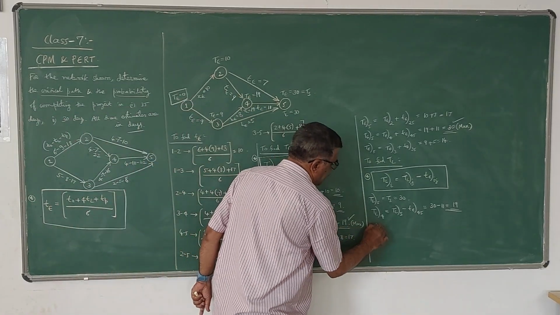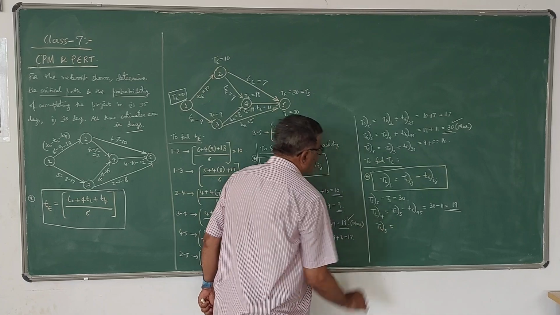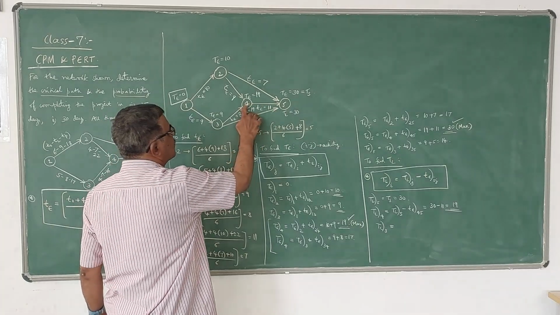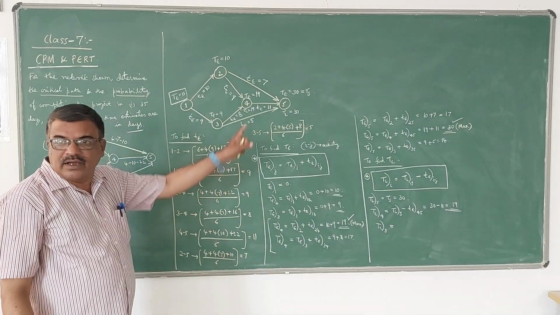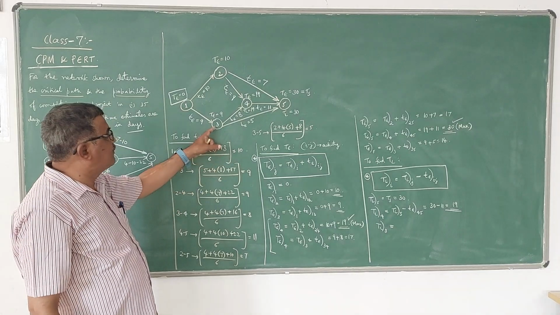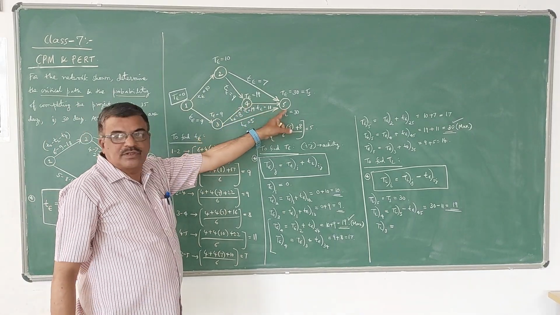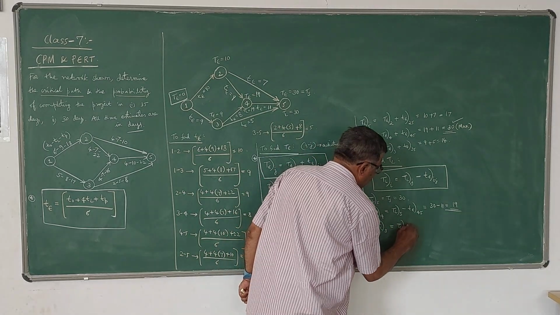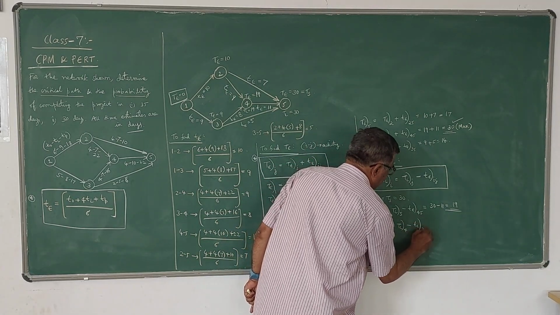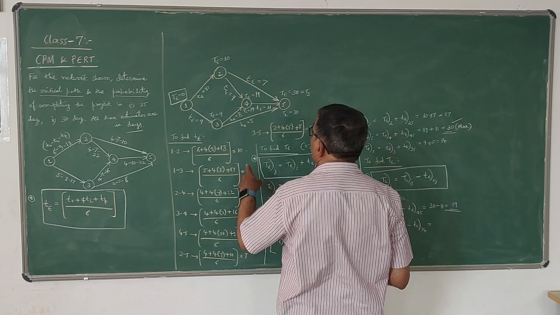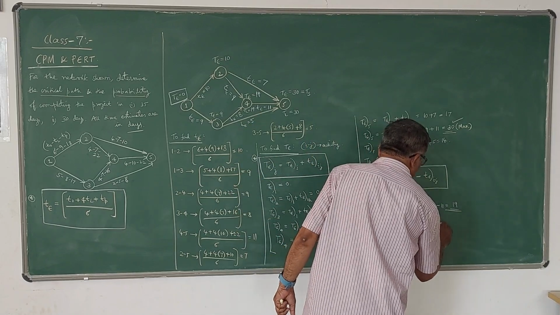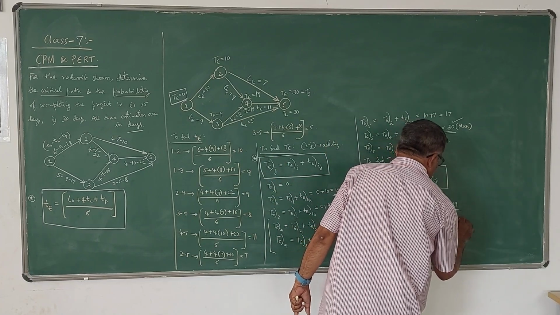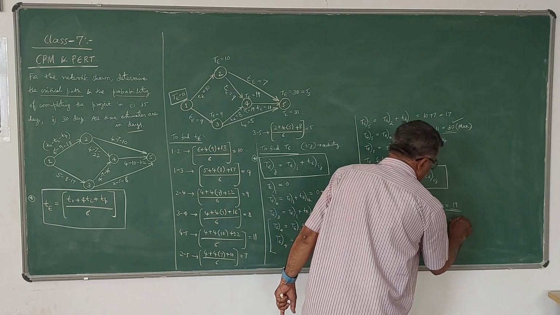So be careful here. TL of 3. So if you want TL of 3, we have to take 4 also, 5 also, because they are connected to 3. So TL of 3 we have to find out using both. So if I use 4, TL of 4 minus TE of 34. TL of 4 is how much? 19. Minus TE34 is 8. 19 minus 8 is 11.